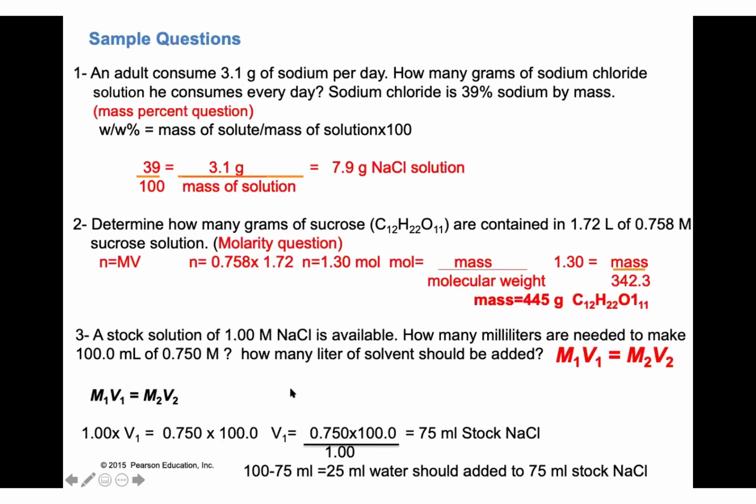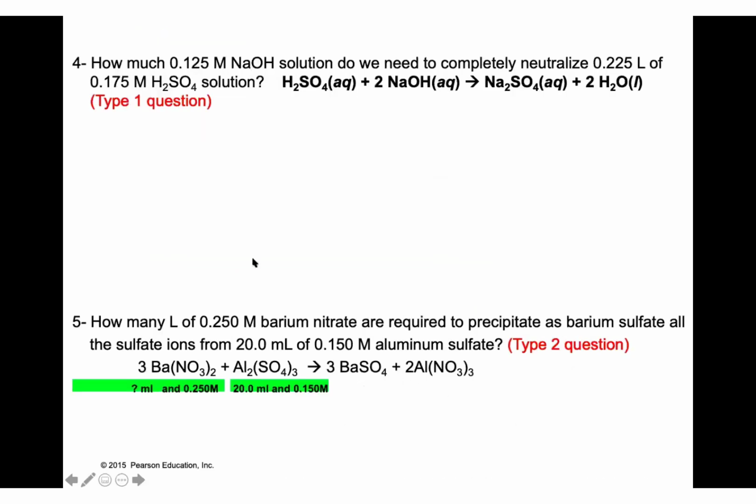So it says how many liter of solvent should be added. So we should subtract the 100 milliliter minus the 75 that I got here. This is 25 milliliter, but it says liter. So I should divide it by 1000 to get it. Basically, it's going to be 0.0025 liter of water should be added. Okay, let's go to another one.